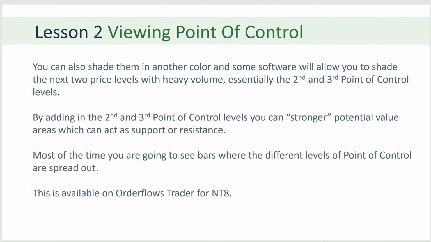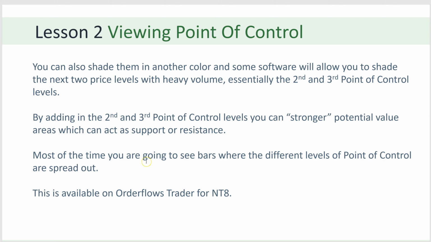Another thing that you can do, some software will allow you to do it, some won't, is shade another color for the second and third points of control in the bar. So you have the point of control, which is the most volume in the bar. Then obviously you're going to have other levels: a second level and a third level, the second most volume in the bar and the third most volume in the bar. By adding the second and third point of control levels, you can have stronger potential value areas, which can act as support or resistance.